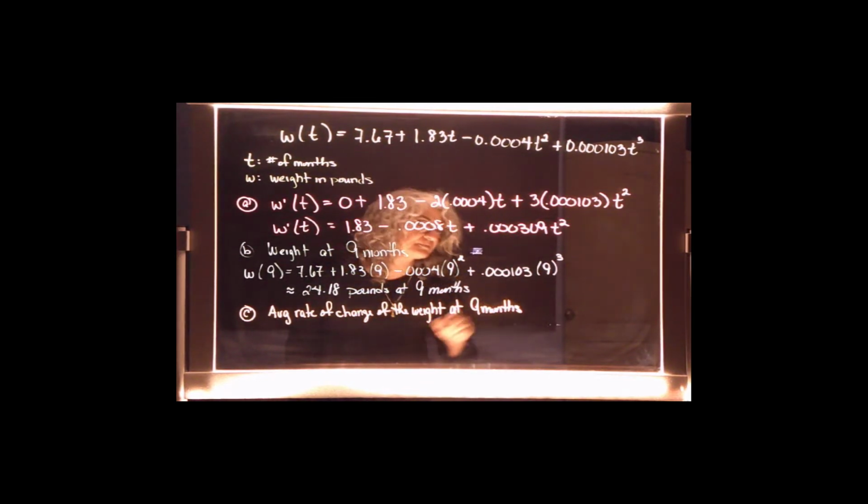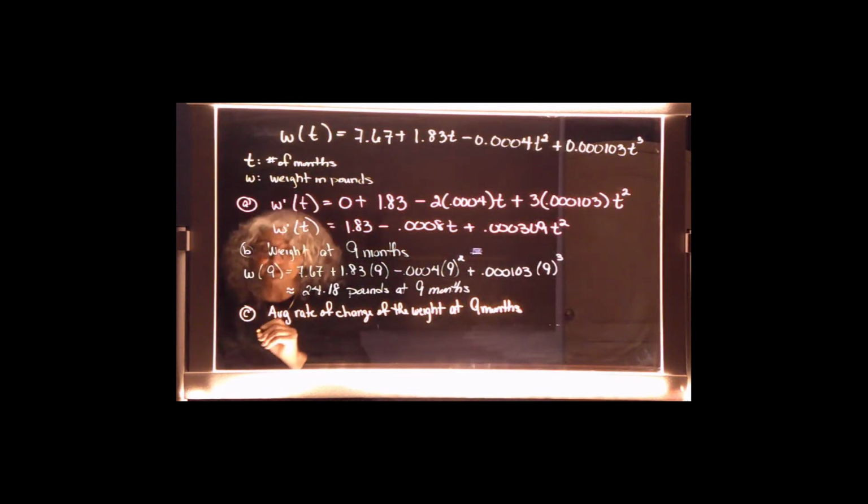So, again, we have two formulas. We have the original one, and in part A we have the second one, the derivative. So, which one am I going to use? Am I going to use the original one, or do I use the derivative? Mind you, it's asking for the average rate of change. Yeah, they say average rate of change. They want you to use the derivative. And so, the average rate of change at 9 months old.